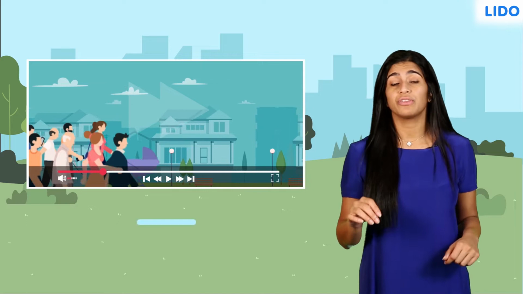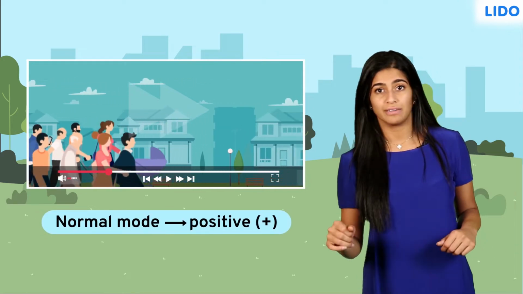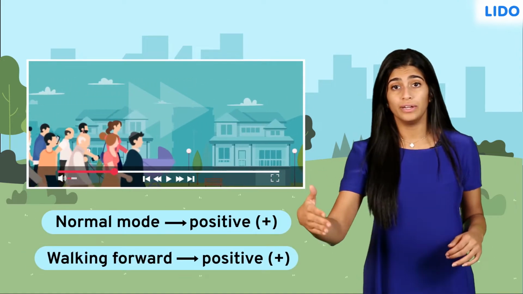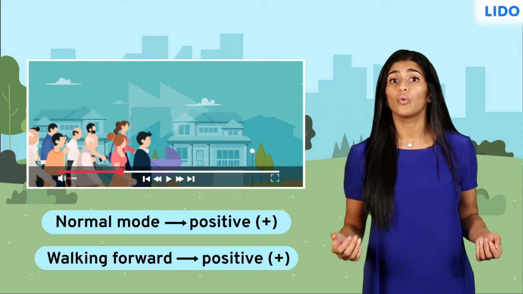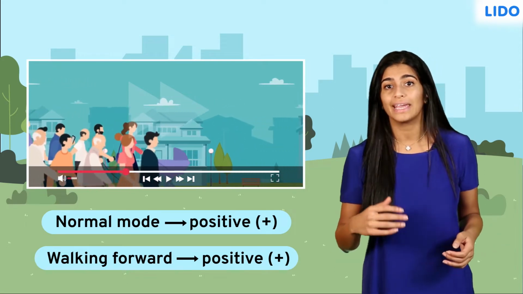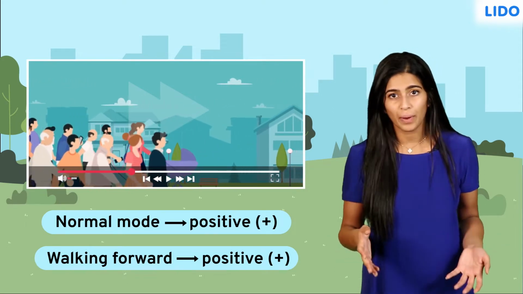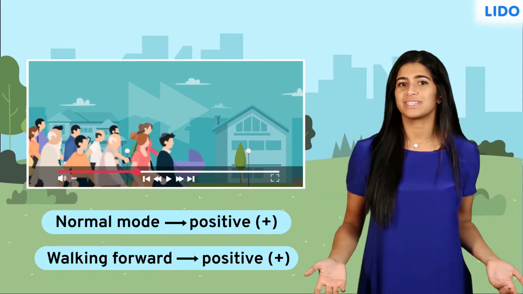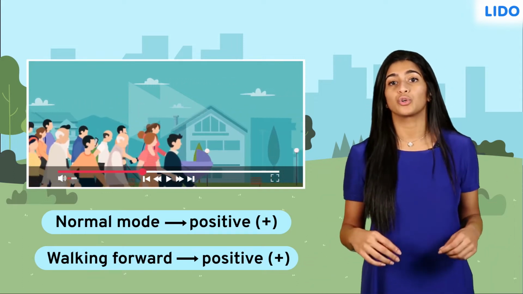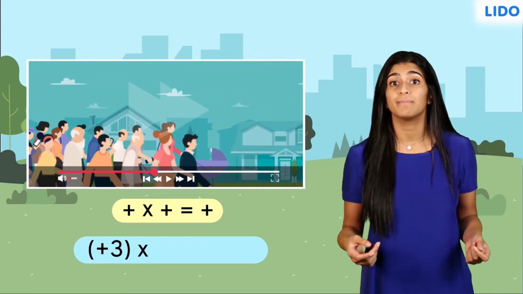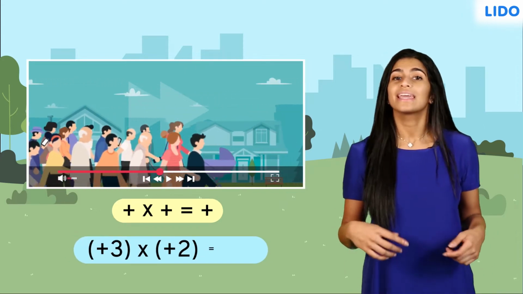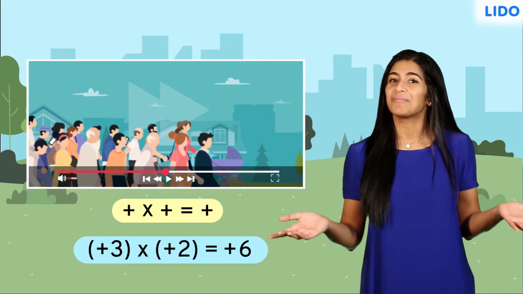Let's consider watching the video in normal mode as positive and people walking forward as positive. So, when we watch people walking forward in normal mode, we see everyone walking forward, which is positive. The same holds true when we multiply integers. A positive integer when multiplied by another positive integer gives us a positive integer.